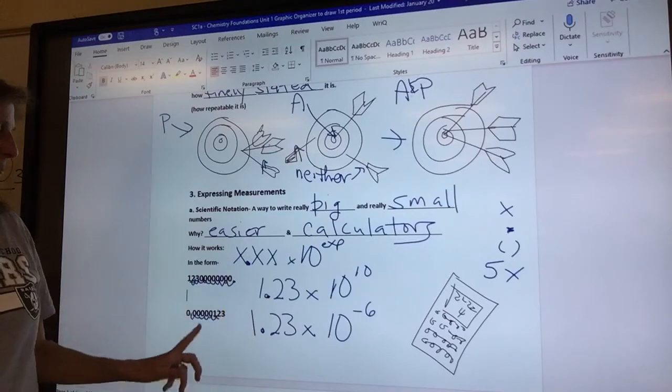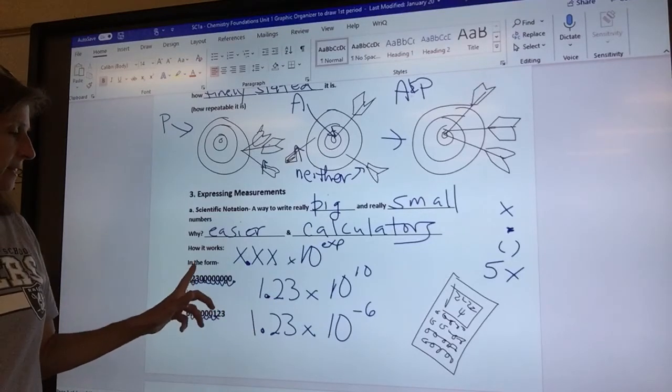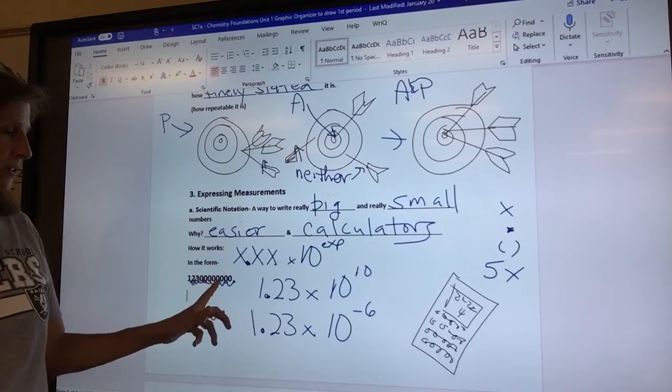All right, so here is an example. We have a number, 1, 2, 3, 0, 0, 0, 0, 0, 0, 0, 0.